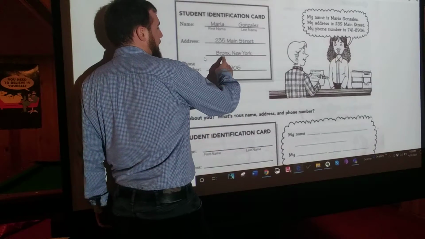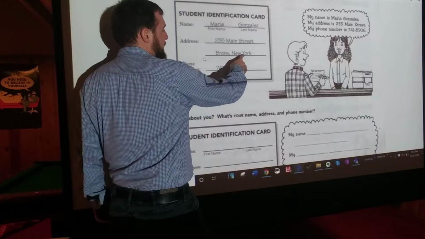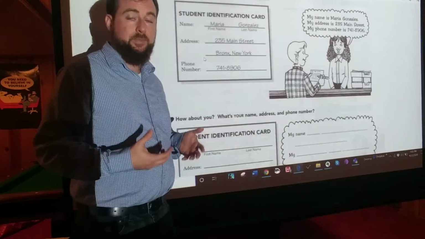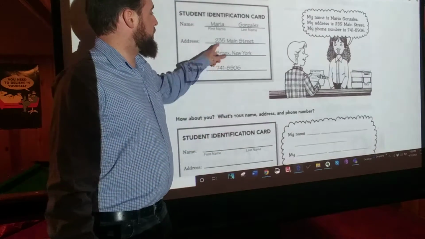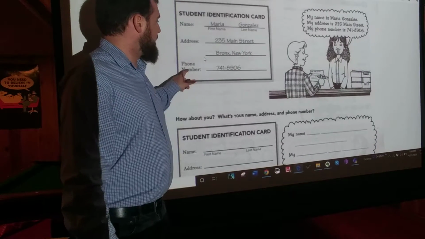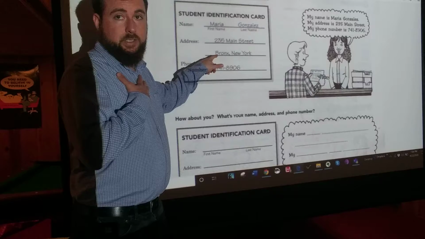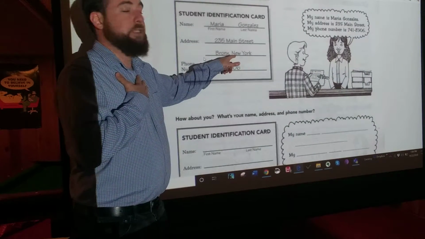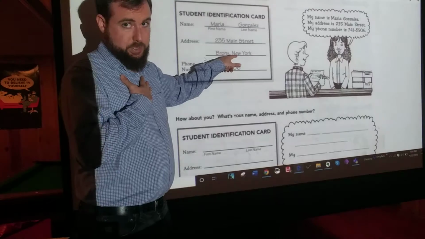And they also added a city and a state now. With your full address, you should have a city and a state too. So here, your city is Bronx, state New York. And then phone number here. So for us, our city is probably Tacoma, and our state is almost certainly Washington.